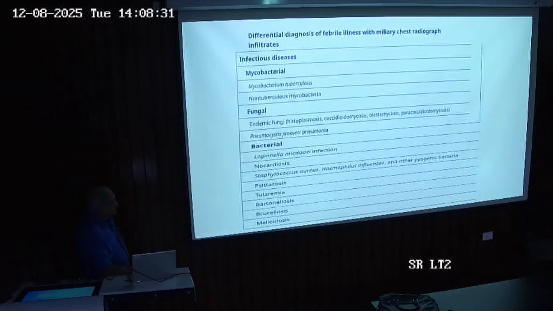Pneumocystis jirovecii pneumonia is another radiographic presentation mimicking miliary TB. Legionella, nocardiosis, Staph aureus, Haemophilus influenzae, and other pyogenic bacteria. These are the common causes of bacterial pneumonia. Rarely they can present as disseminated miliary shadows on the chest. Psittacosis, tularemia, bartonellosis, brucellosis, and melioidosis.